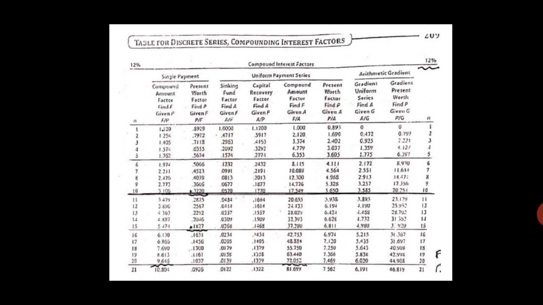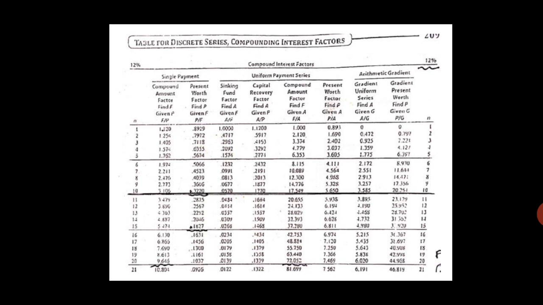Otherwise, you have this compound interest factor chart. Please see this chart here. This chart is for 12% interest. On the top left side as well as the right side, it is written that the interest rate is 12%. Now come to the line n is equal to 20 years. In the first column, you can see F by P.